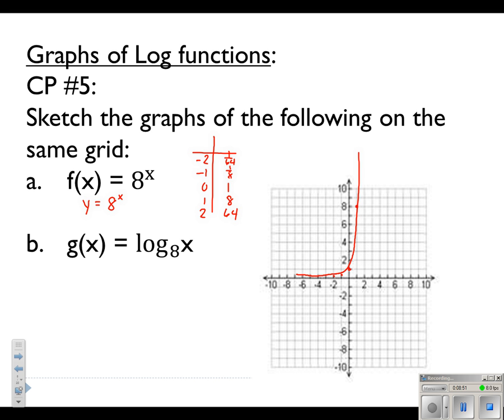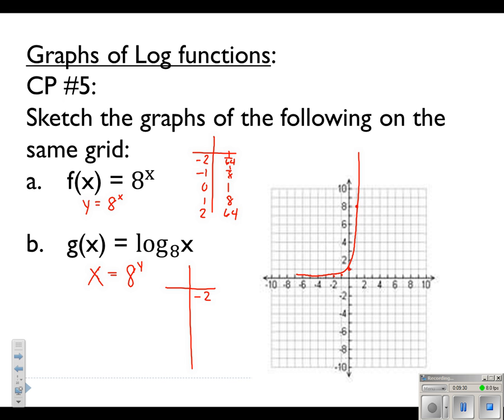Now g of x is set equal to log base 8 of x. And if we rewrote that one, well, x is equal to the base to the y power. Okay, so that came from our previous slides there. So x is going to equal 8 to some power of y. Now with this one, I actually chose my y's because it was easier to pick something and put it in for y than it was to put something in for x and figure out what power of 8 equaled that.